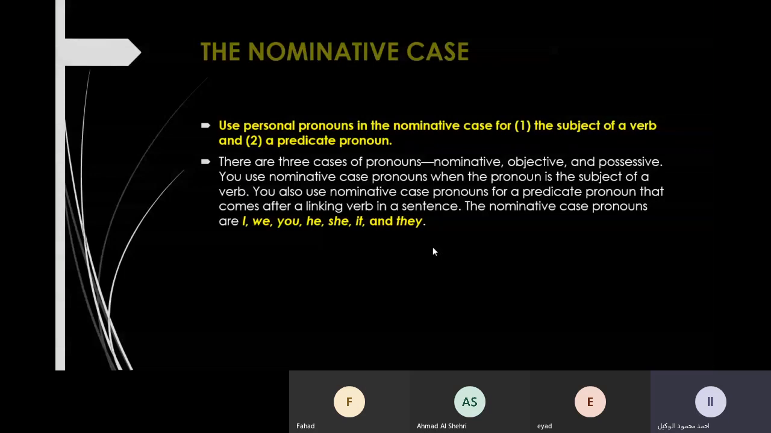You use nominative case pronouns when the pronoun itself is the subject of a verb. Like he played football. He is the subject of the action verb played. You can also use nominative case pronouns for a predicate pronoun that comes after a linking verb in a sentence. Last but not least, the nominative case pronouns are I, we, you, he, she, it, and they. Okay?